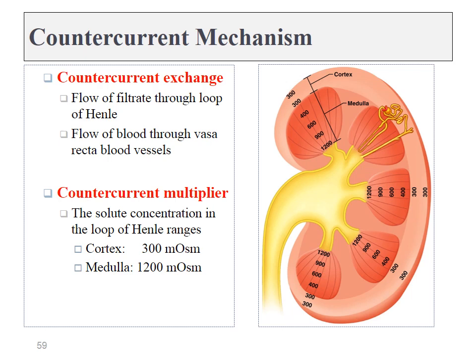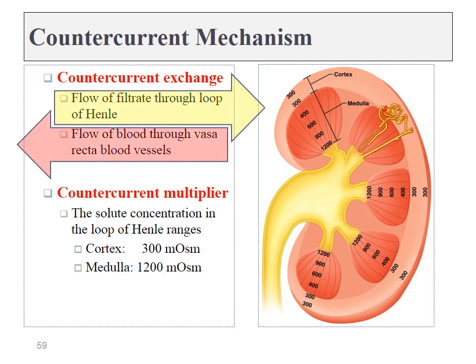Next, we're moving on to the loop of Henle, and here we need to talk about 2 bits of physiology: counter-current exchange and the counter-current multiplier. Counter-current exchange will occur as filtrate and blood flow in opposite directions from one another, and this will greatly increase the efficiency of reabsorption. We'll illustrate that in a moment.